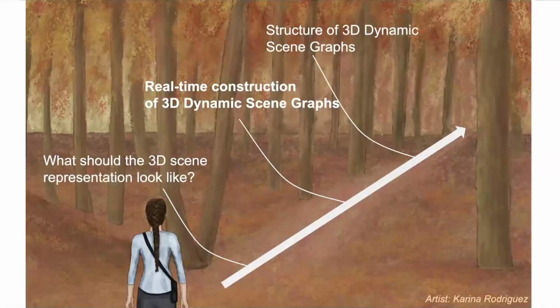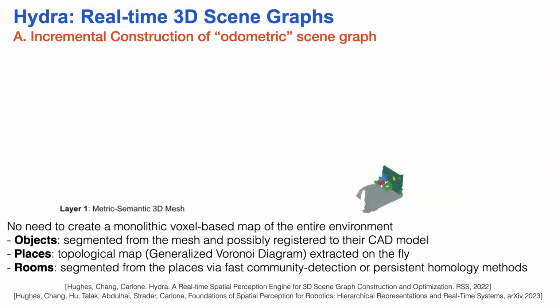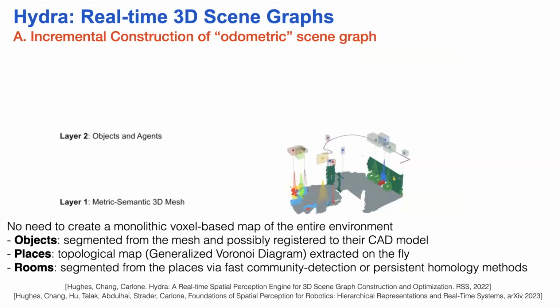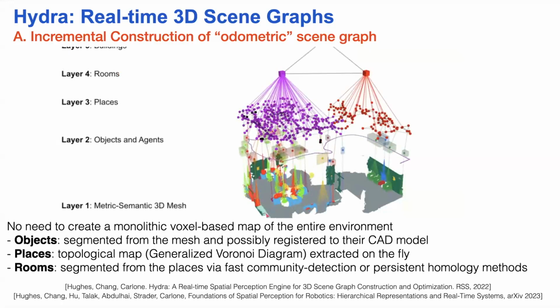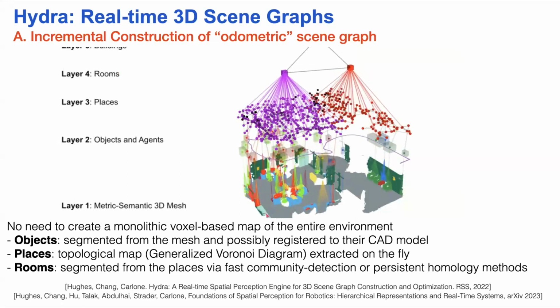Given that we know how our 3D representations look, we would like to construct them in real time. In Hydra, we propose an incremental construction of such scene graphs, constructed from just images. You have a 3D reconstruction pipeline that computes a Euclidean signed distance field, and we assume that is given. From that, we extract a mesh. From the mesh, we extract the places layer by solving the generalized Voronoi diagram, and by aggregating the places, we are able to get rooms.